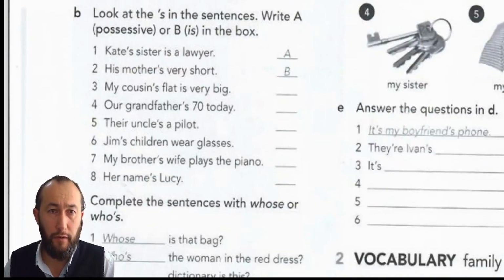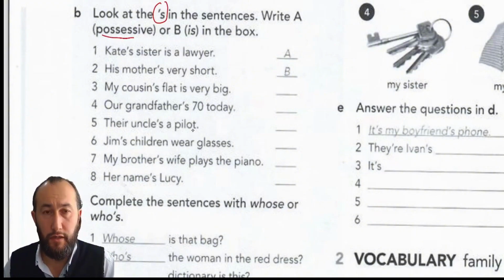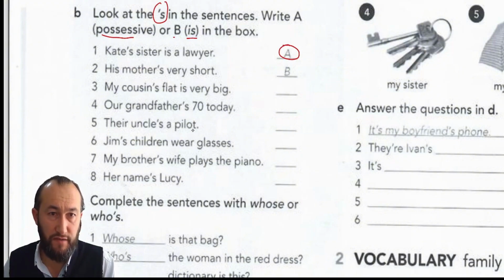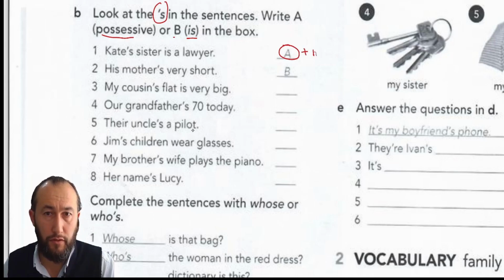Look at the apostrophe s in the sentences. Write A if it's possessive, and write B if it's is. Kate's sister is a lawyer. Kate's sister, so the sister of Kate. This is possessive, so we're going to put A here. His mother's very short. Usually after possessive, guys, we must use a noun.